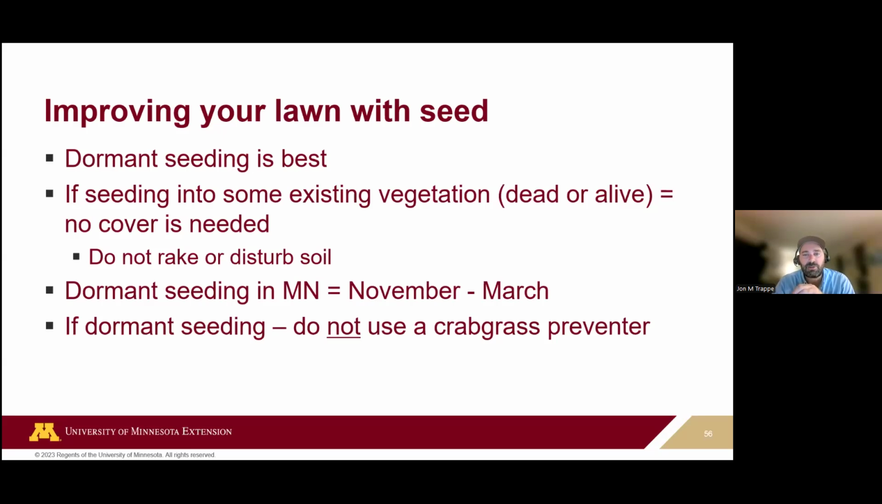If you are going to seed into some existing vegetation, whether it's dead or alive, you don't have to use a germination blanket or a germination cover. You also do not need to rake or disturb the soil. The freeze thaw cycle, the snow, and winter rains all help get the seed into the soil. If you are going to dormant seed in Minnesota, you're really doing it anytime soil temperatures are frozen, so November to March is fairly typical. If you are dormant seeding, just make sure you're not using a crabgrass preventer in the springtime, because it'll almost certainly affect the grass seed germination in the springtime.